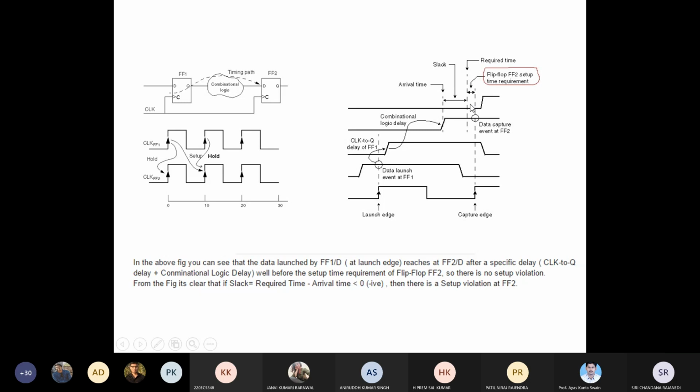Just assume that your required time is, let's say, 9 and arrival time is, let's say, 8. So 9 minus 8 is 1 nanosecond. It is positive. It's available earlier than required and slack is positive, so there is no violation. Now assume that the required time is 9 nanoseconds and data reaches after 0.5, let's say at 9.5 nanoseconds. Means your required time is 9 and arrival time is 9.5. So the result is how much? Minus 0.5, less than 0. So it is negative. So in that case, there is a setup violation.